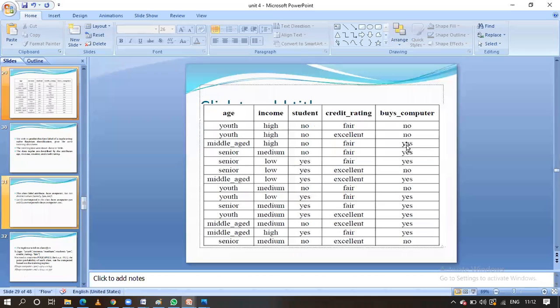Okay, in particular what we are calculating is the posterior probability for buying a computer equal to yes. అంటే yes, buying a computer yes దగ్గర how many youth ఉన్నాయో ఒకసారి చెక్ చేయండి. Here yes, there is no youth. Here yes, there is no youth. Here yes, no youth. Here yes, no youth.